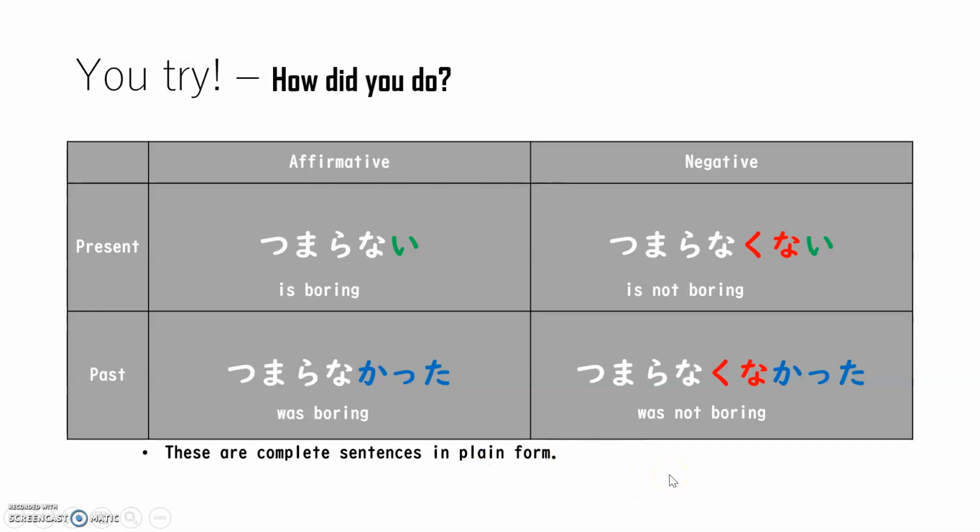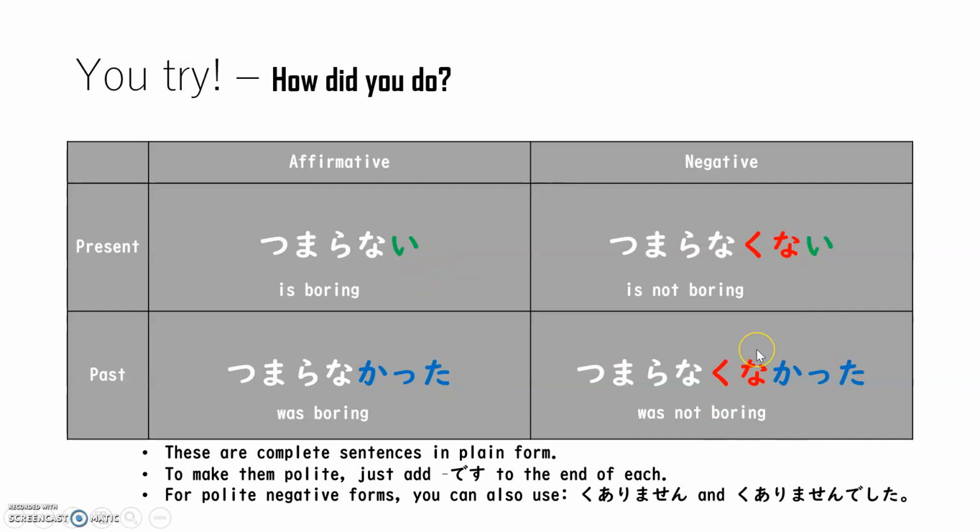Now, these are complete sentences in plain form. To make them polite, you just add desu to each one at the end. For polite negative forms, there's also another form, kuarimasen, up here, and kuarimasen deshita down here. Those are a little more formal sounding and are mostly for writing, but for everyday life you can get by with just these up here.